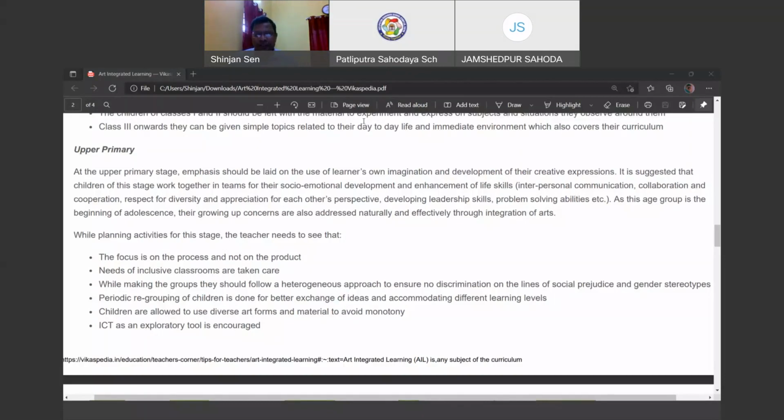Yes, different. It is very easy to say use diverse art forms, but you can do it if we use messy art forms, we can get all these things. ICT is an explanatory tool and it should be encouraged.